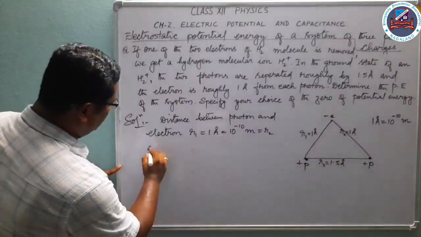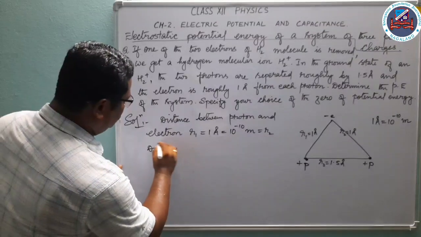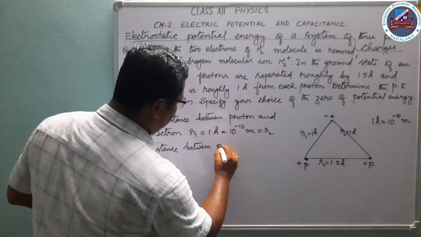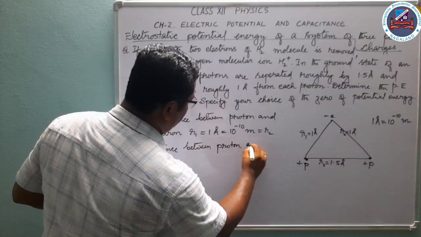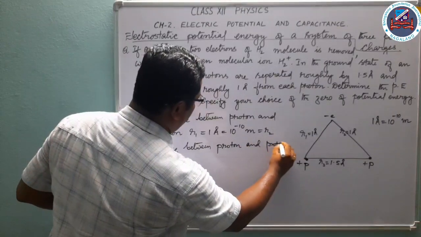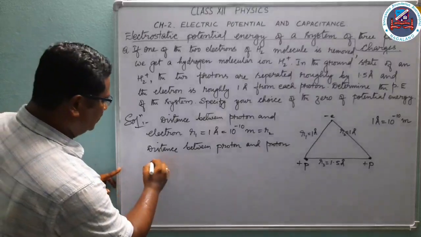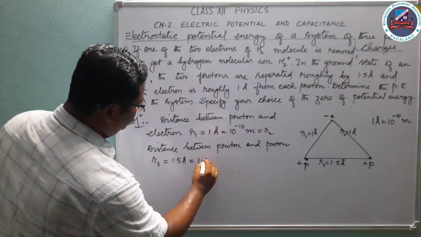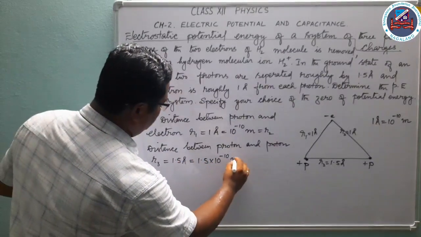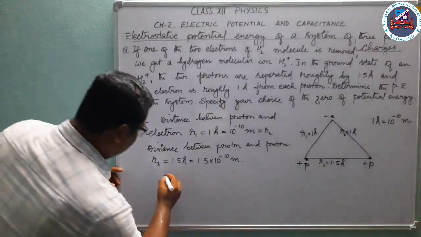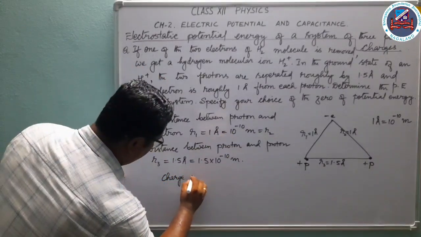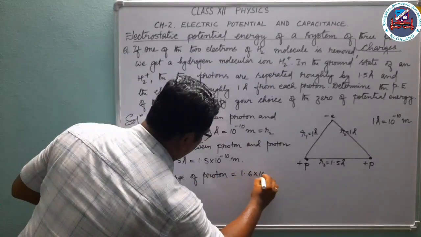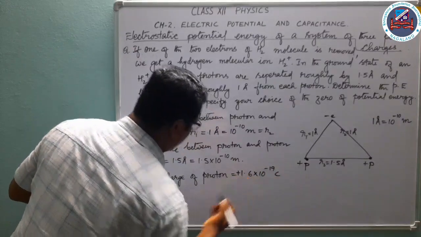And then the distance between proton and proton, or two protons, distance between two protons also you can write, let it be R3, this 1.5 angstrom unit. So you can write this 1.5 into 10 to the power minus 10 meter. And charge of proton, you already know it is 1.6 into 10 to the power minus 19 coulomb. This positive, protons are positively charged.